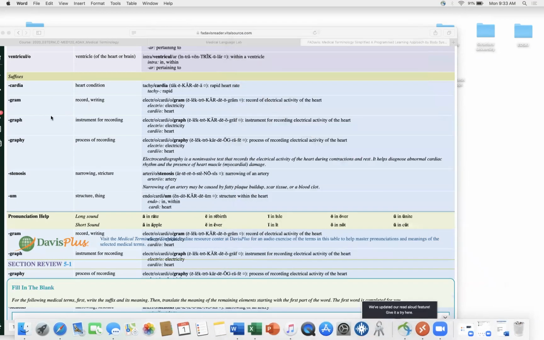Gram, electrocardiogram, also known as your ECG. Sometimes you'll see it called EKG because the inventors of the electrocardiogram were Germans, and the German word for cardio has a K in it. Now, look at the difference between gram, graph, and graphy. So electrocardiogram is the actual recording. Electrocardiograph is the actual machine or instrument for recording. And electrocardiography, remember why, process of, it's the actual process.